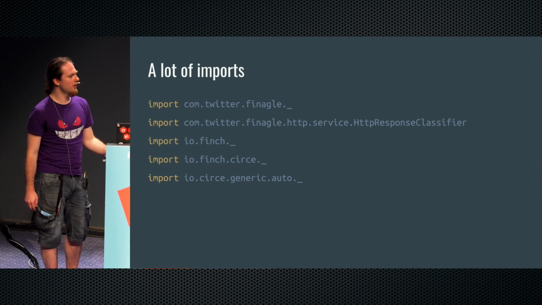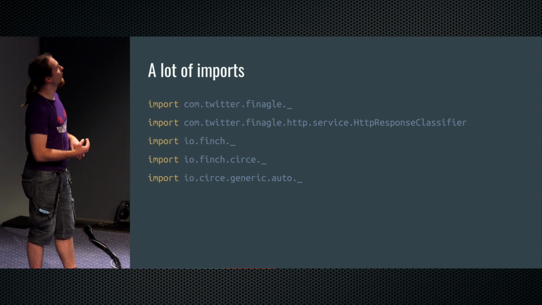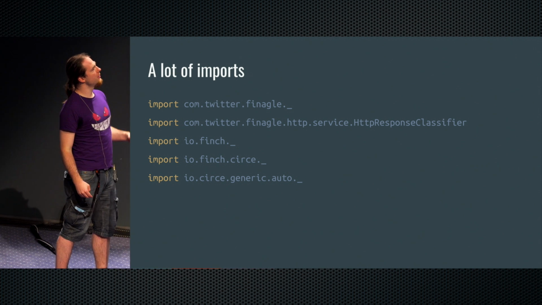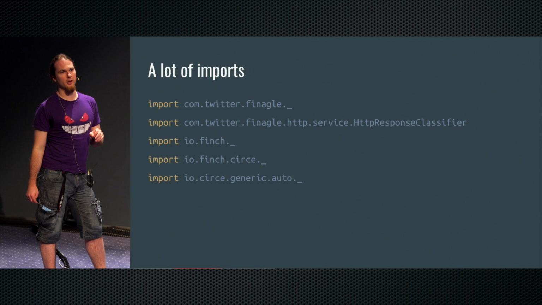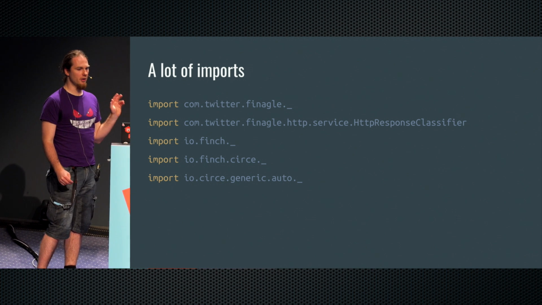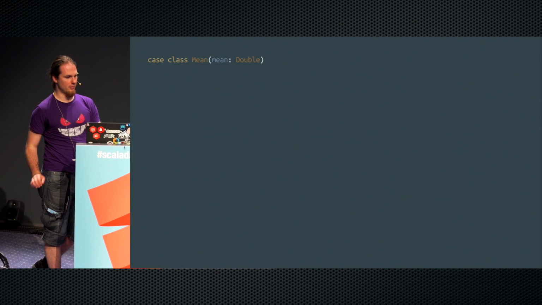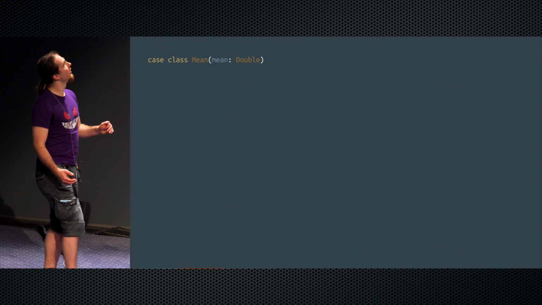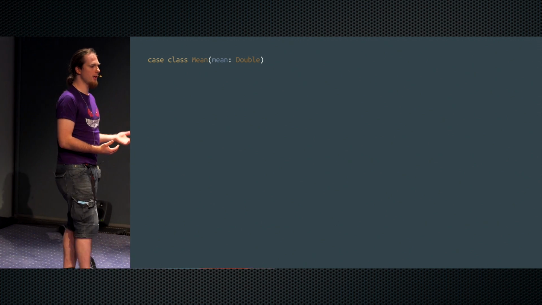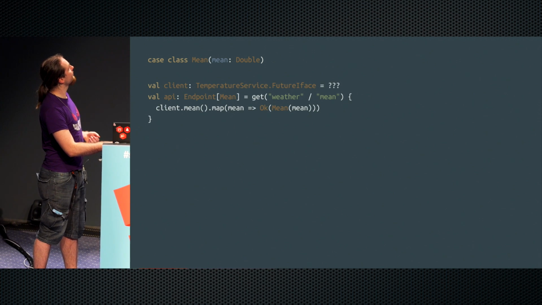So that Finch can work its magic, you need some imports. First we import everything from Finagle, then we import an HTTP response classifier. We will see in a second how we use this. Then we import Finch Circe, and the Circe auto generation. And then everything just happens magically. So we define our endpoint. First of all, we define our JSON model that we want to return on our HTTP API. It's a simple case class, Mean, which only contains the mean value.